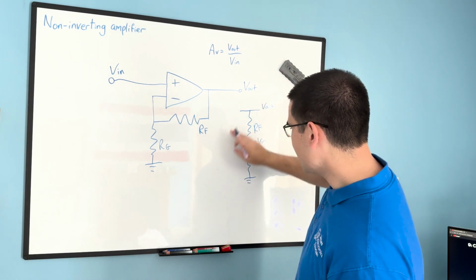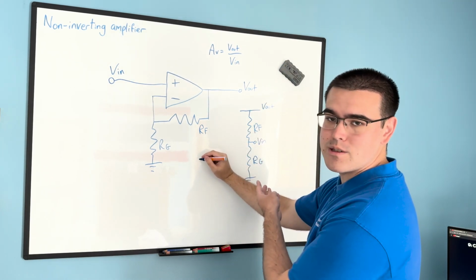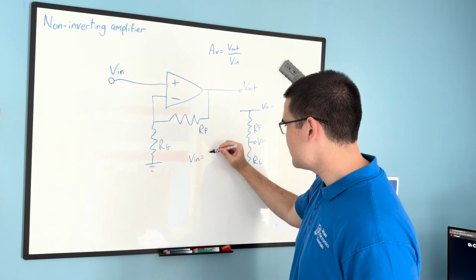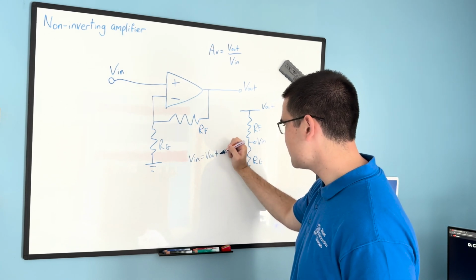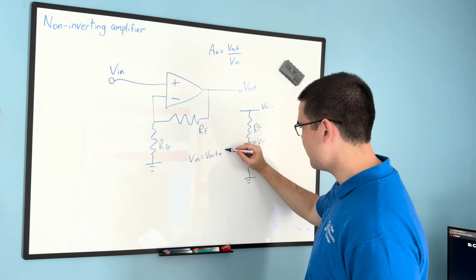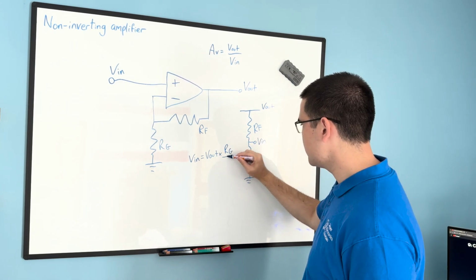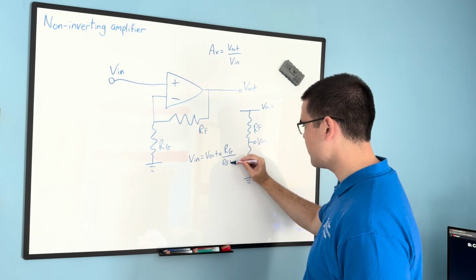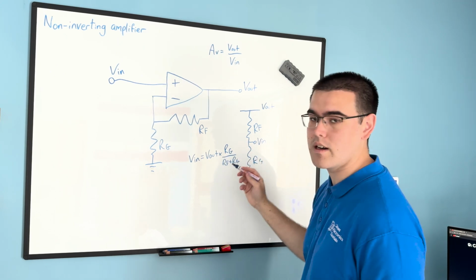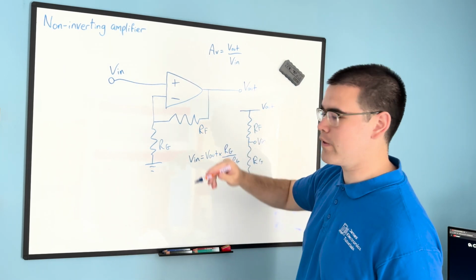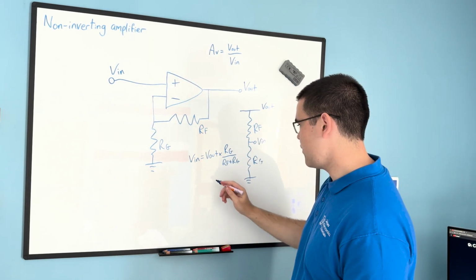So we're looking for Vout over Vin. In this case, we have Vin equals Vout multiplied by RG over RF plus RG, like this. And we're arranging for Vout over Vin, so we will rearrange like so.